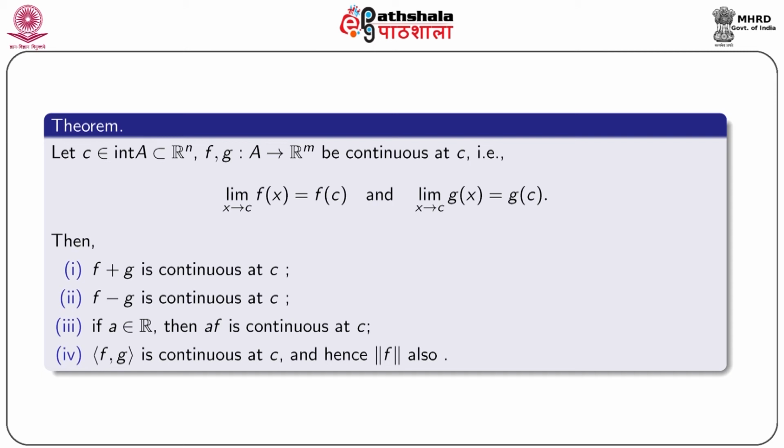Then the sum function f plus g as well as the difference function f minus g are both continuous at the point c. For any real number a, the vector field af is continuous at c. Finally, the inner product of f and g is also continuous at c, and consequently the norm of f is also continuous.